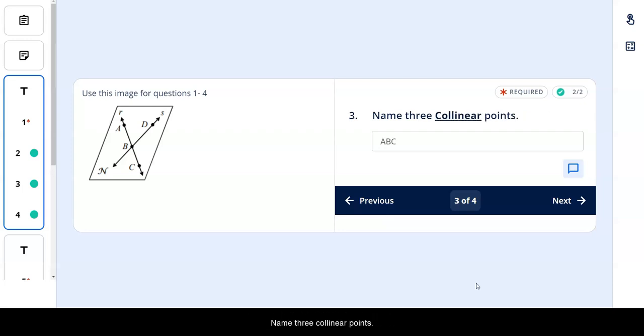Right, number 3, name 3 collinear points. What does collinear mean? On the same line. What are the only 3 points that are on the same line? A, B, and C. And all you have to type is capital A, capital B, capital C. All right, number 4. Use this image for questions 1 through 4. Oh, I already did that.